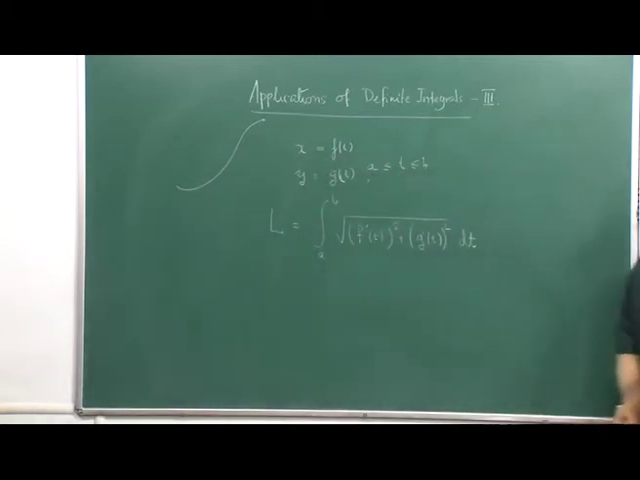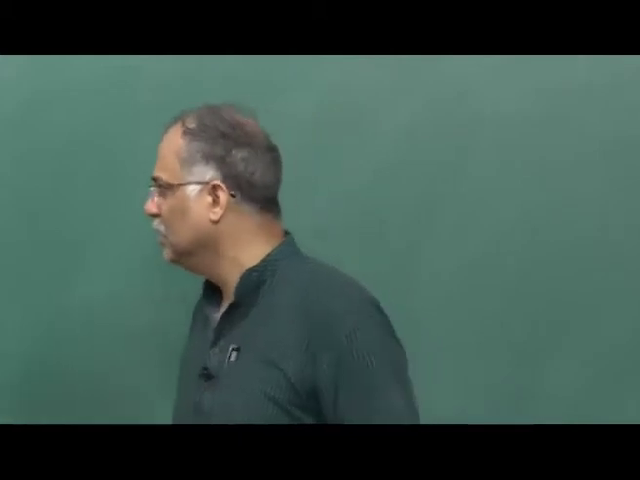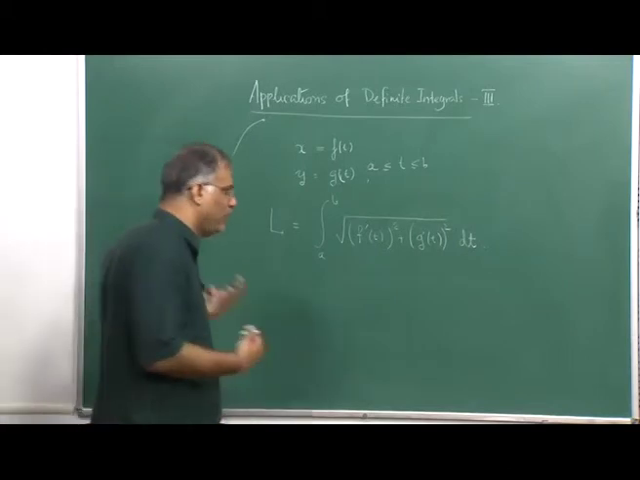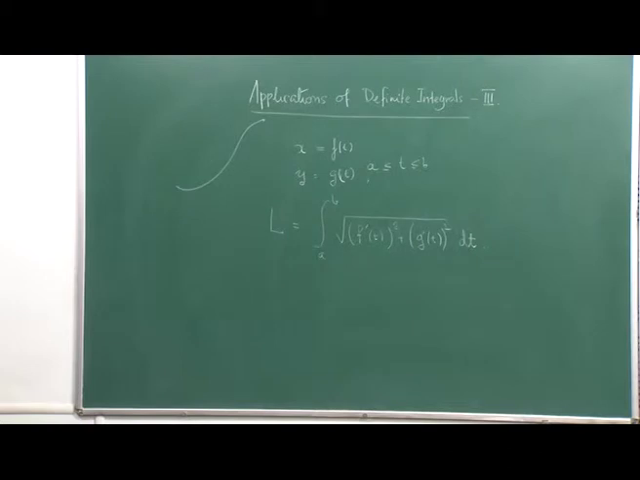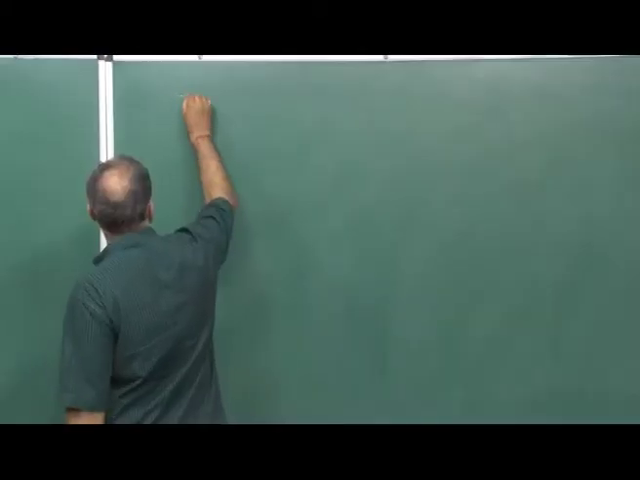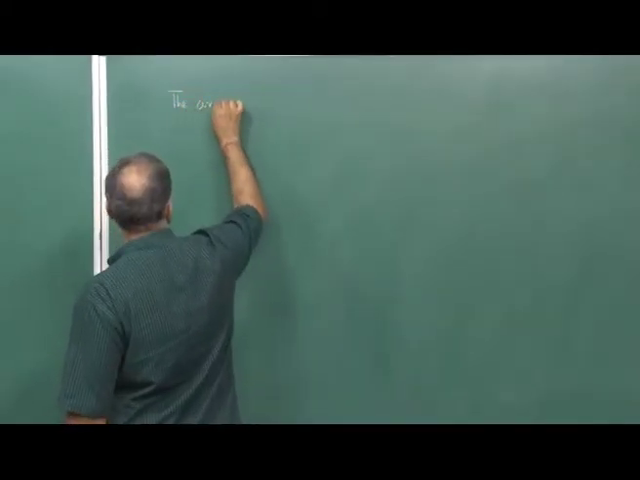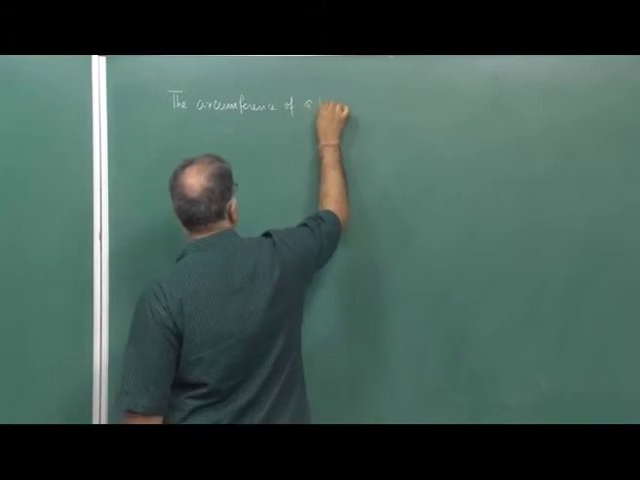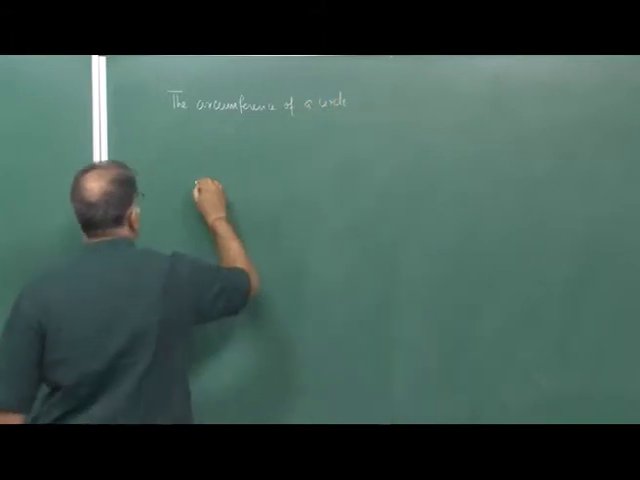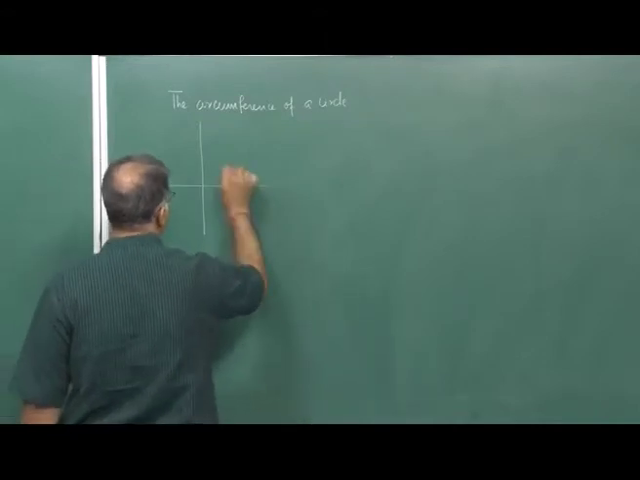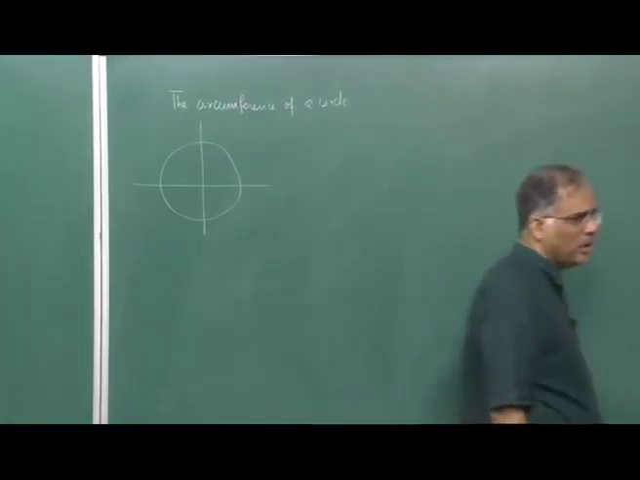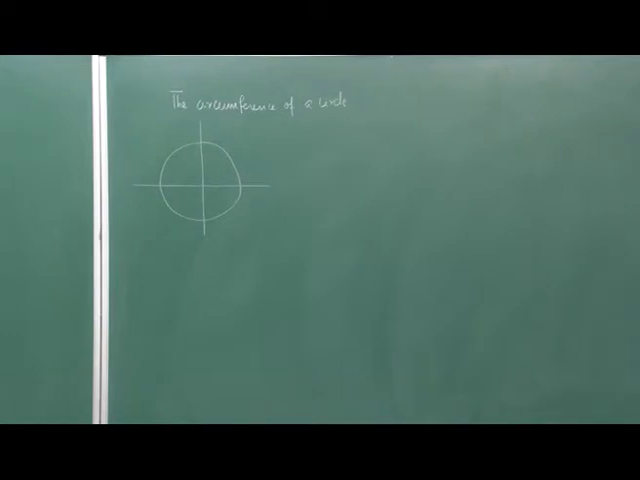So, our aim now is to show you some applications, how to actually use this, whether by using this we get results which you already know. That verifies the usefulness of this formula. First you have to start with the most simple object of all, or the most intriguing object of all, the circle. So, the circumference of a circle. Let us try to draw it. So, here is a circle of radius r.